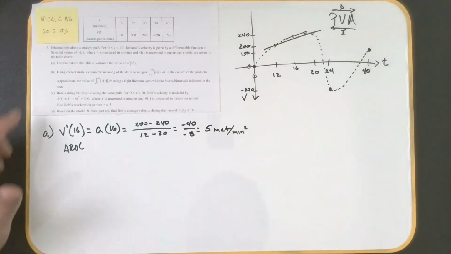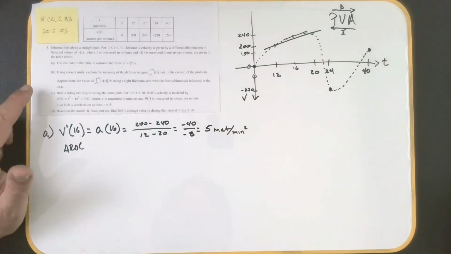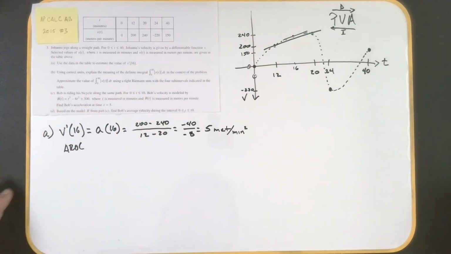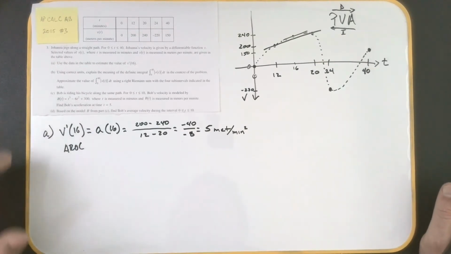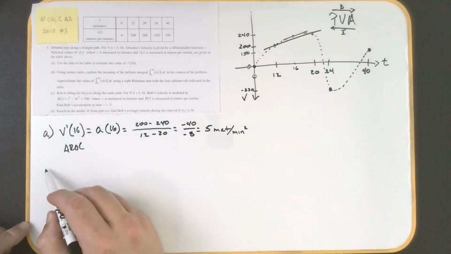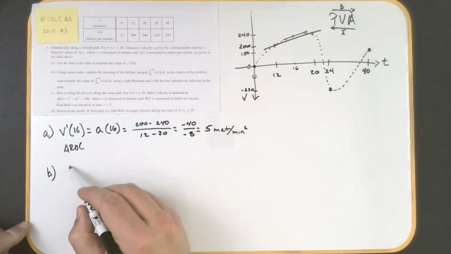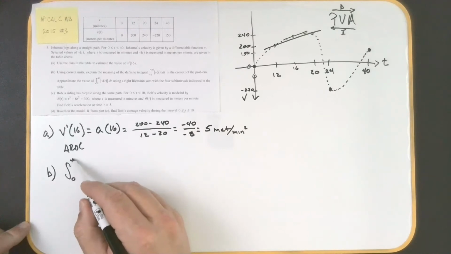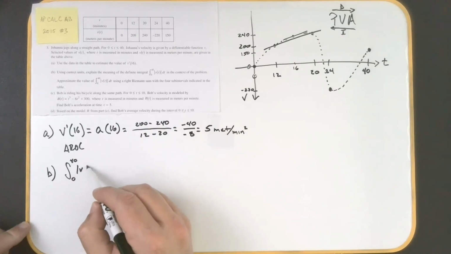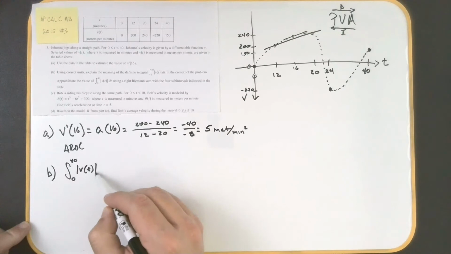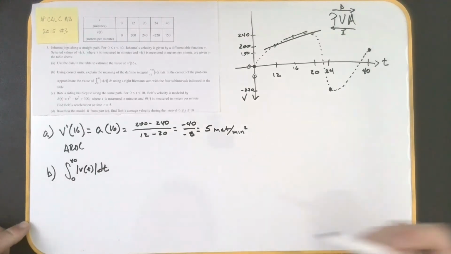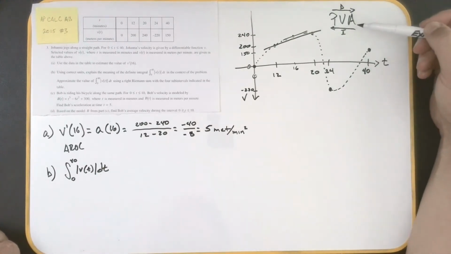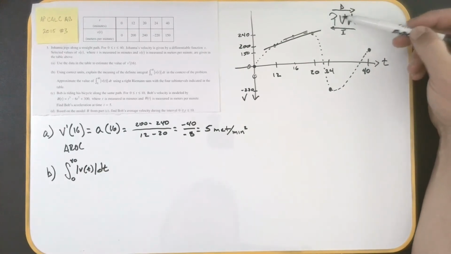Letter B. Using correct units, explain the meaning of the definite integral from 0 to 40 of the absolute value of v of t dt in the context of this problem. And then it asks us to approximate it. Well, let's take a look at that and think about it. They want us to interpret the meaning of this integral. If we go back to our little sketch, if we're going to integrate velocity, we're going to get position, or a change in position.